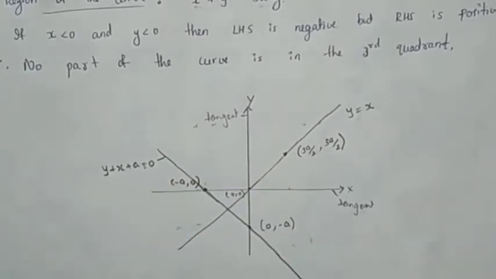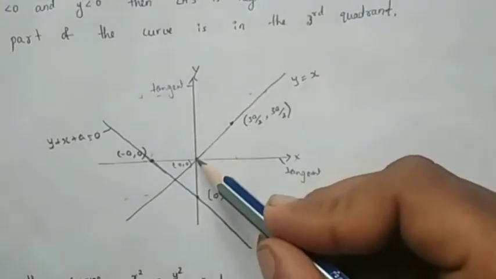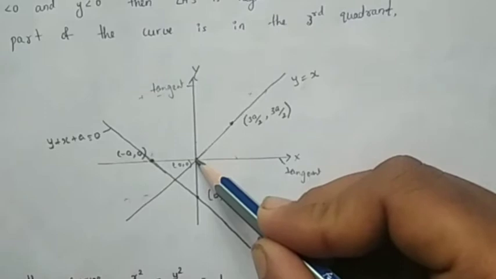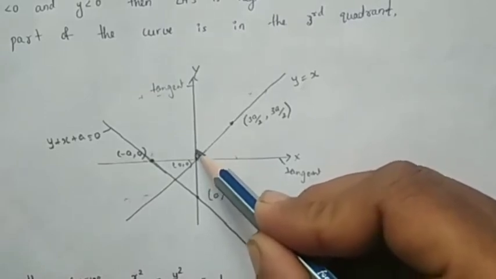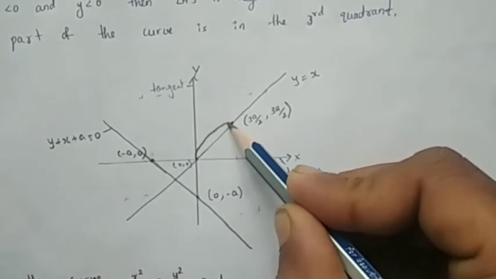Next, we trace the curve. The y-axis is the tangent, and the curve passes through the origin. We trace the curve like this.